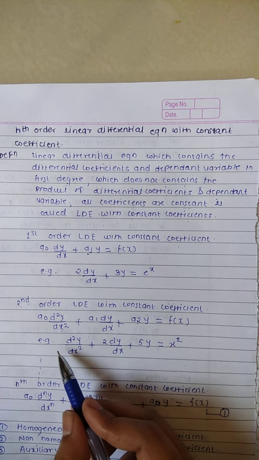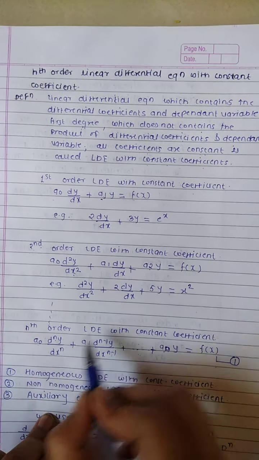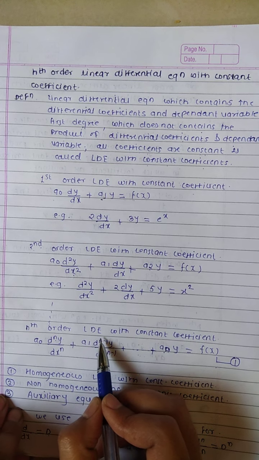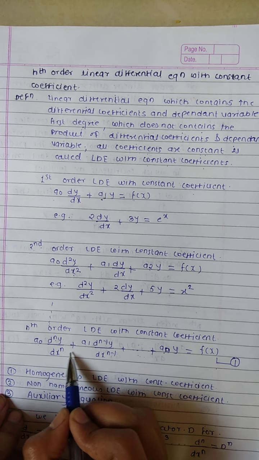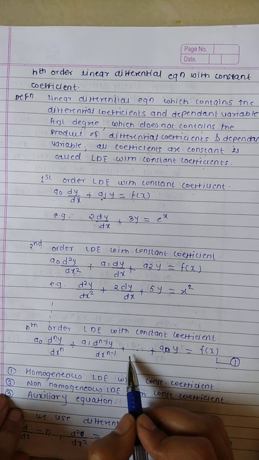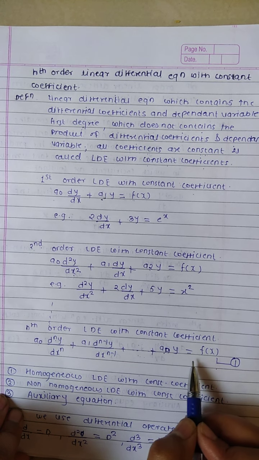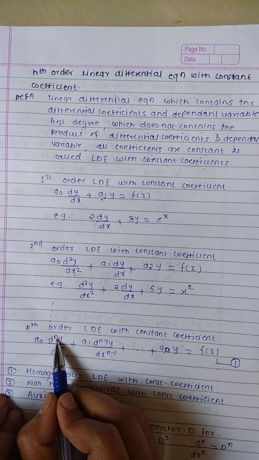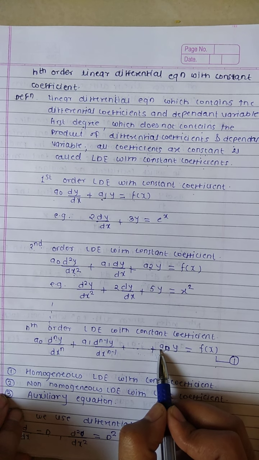Now generalize this up to nth order. So we get nth order linear differential equation with constant coefficient, that is a0 dny by dx raised to n plus a1 d raised to n minus 1 y by dx raised to n minus 1 plus up to an y is equal to f of x. This is nth order linear differential equation with constant coefficient.